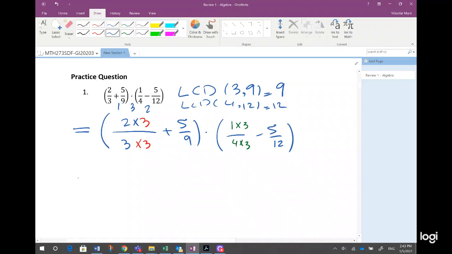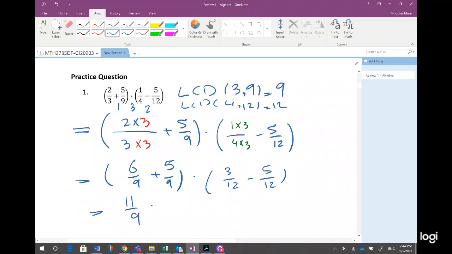Okay, so here it is 6 over 9 plus 5 over 9. My handwriting, yes, it's awful, I know. So here is 3 over 12 minus 5 over 12. Oops. So okay, it's 11 over 9 multiplied by minus 2 over 12.